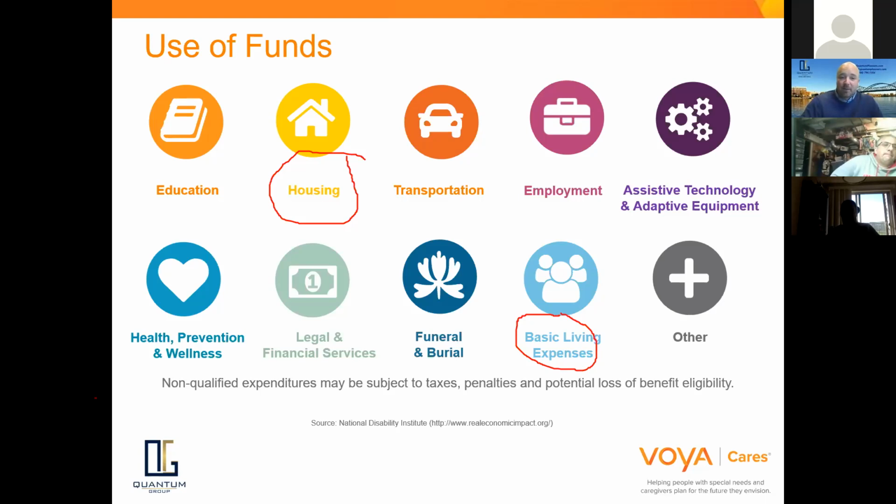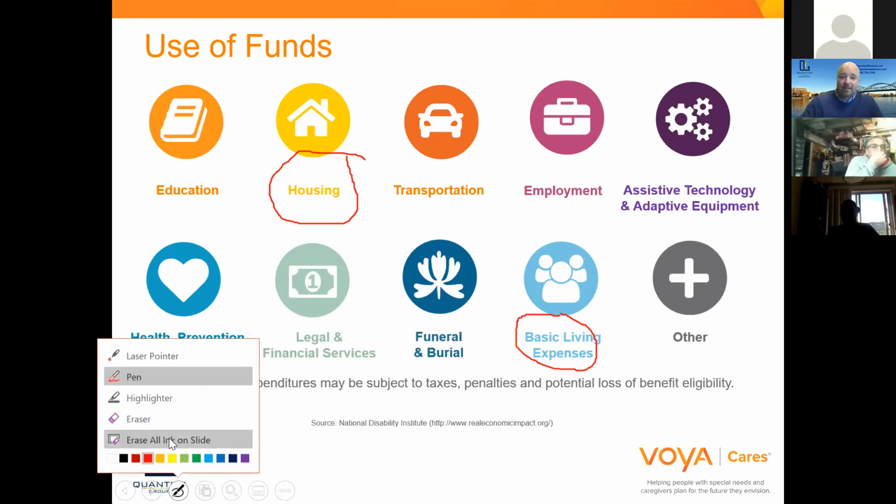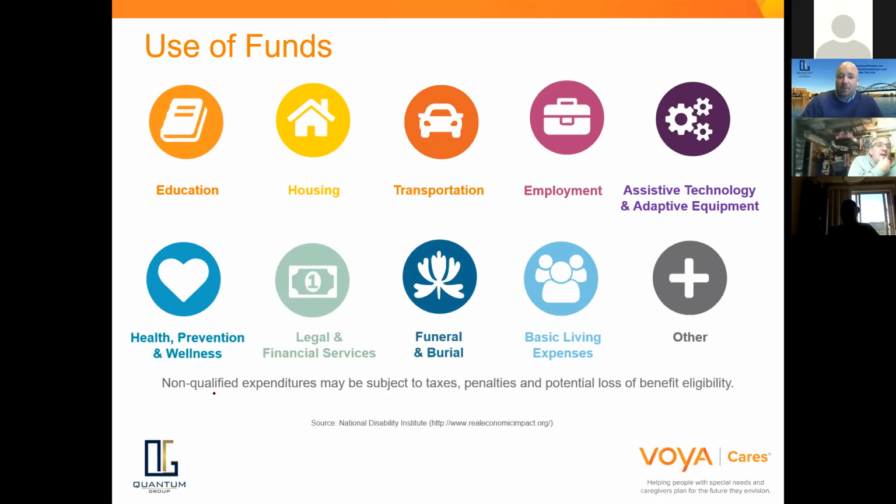Some of these things you may receive from a different source. You don't necessarily need to. I think that's important as well: what different sources of funds do you get from other places, and then what can you use the ABLE account for instead?